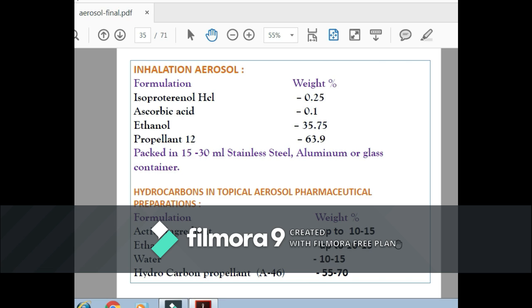This is the formula for the inhalation aerosols: isoproterenol hydrochloride, ascorbic acid, ethanol, propellant.